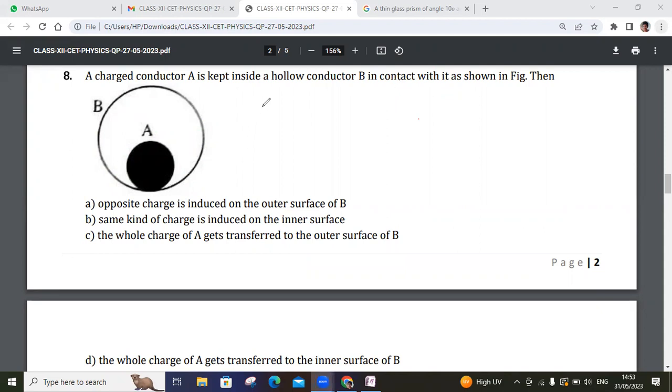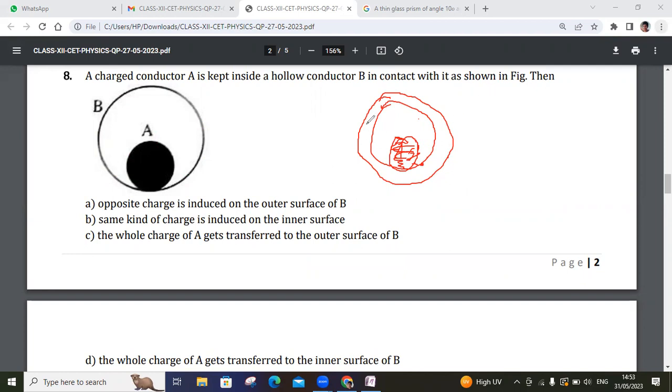A charged conductor A is kept inside a hollow conductor B in contact with it. If you draw B properly with thickness, here A is there. A is a solid conductor, but it is a charged conductor. So whatever charges are there in this will, due to conduction, go onto this. It can get transferred to the outer surface also, or it may remain on the inner surface also.